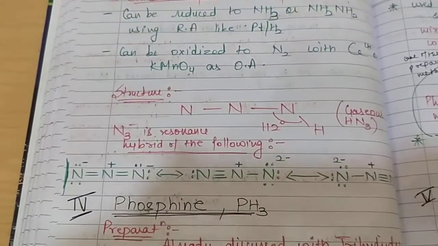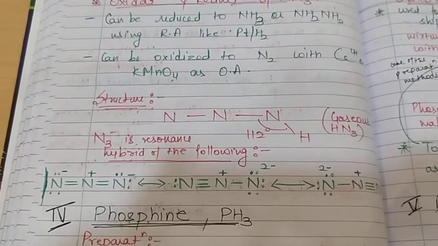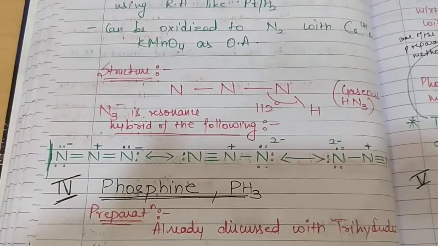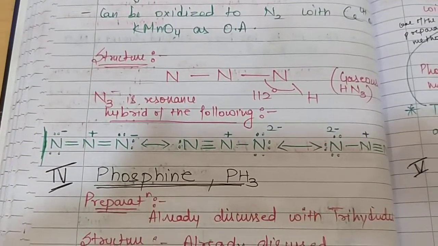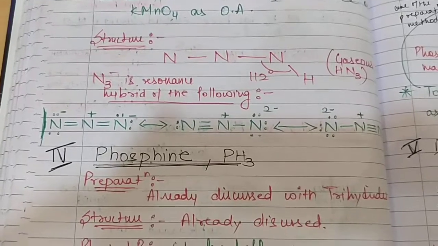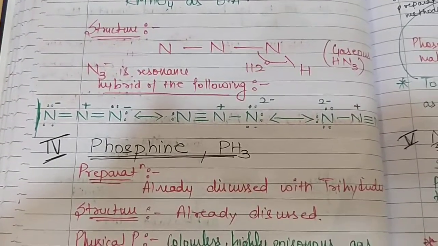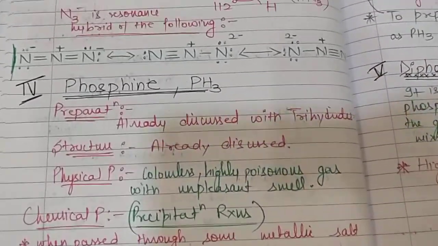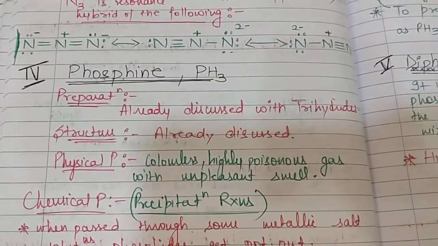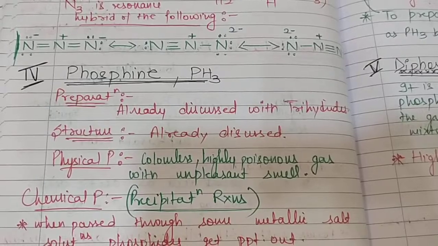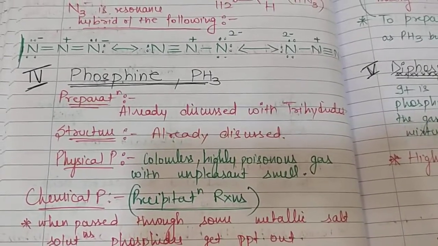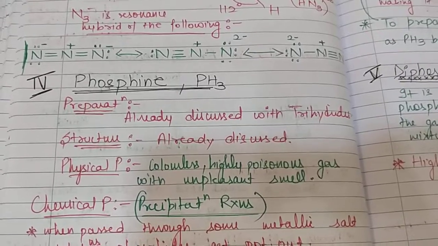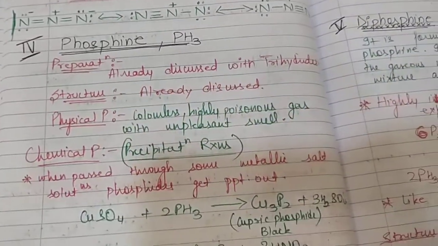Next hydride to be discussed here is phosphine, which is a hydride of phosphorus. This is also a trihydride. So preparation of trihydrides we have already done. Structure also we have already discussed when we discussed the trihydrides. Now coming to the physical property, this is also colorless. So far the hydrides which we have done are all colorless. It is highly poisonous, but it is a gas. Phosphine is a gas with unpleasant smell.